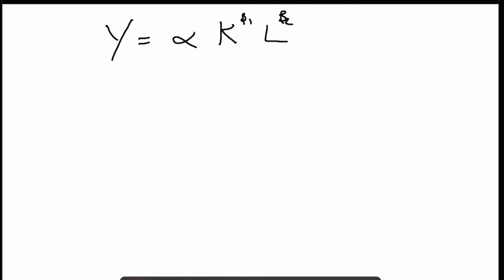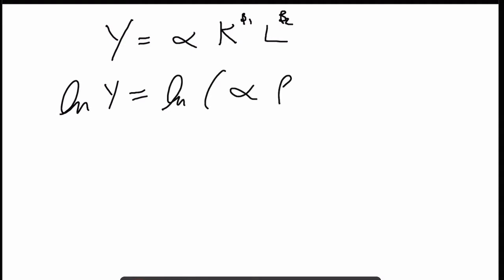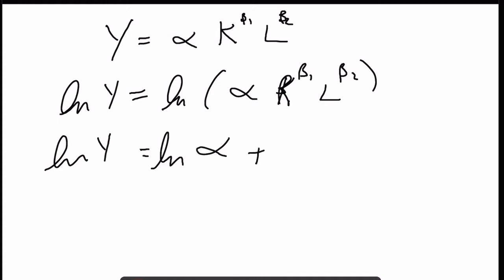The problem is, how are we going to regress this baby? And you're like, well, I don't know. I assume you're just going to tell me. And I am going to tell you. Because we're going to take the log of this. We're going to say log y equals log alpha k to the beta 1, L to the beta 2. And if we do that, we're going to get something that looks like this.